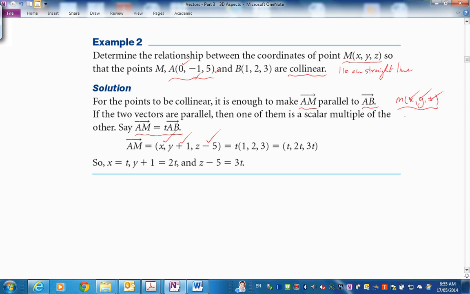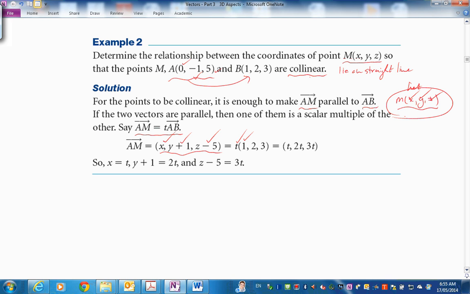So there's the trick that I haven't mentioned. Let M be an unknown point X, Y, Z. And you're saying it could be any point such that the vector AM is a scalar multiple of the vector AB. So let's work out the vector AB, A to B. So it's 1 take 0, then it's 2 take negative 1. Uh-oh, made a mistake here.